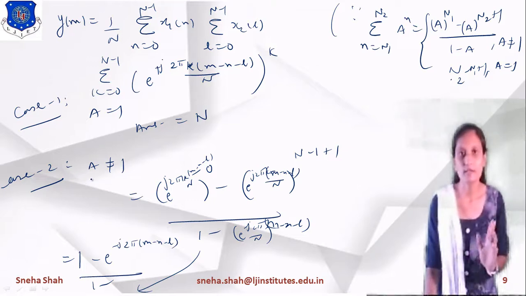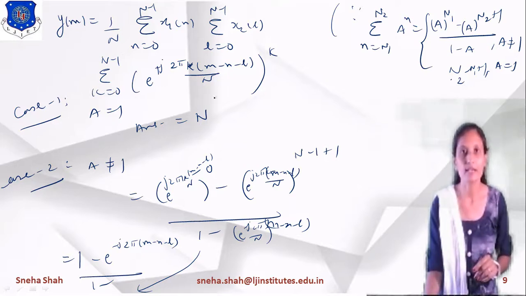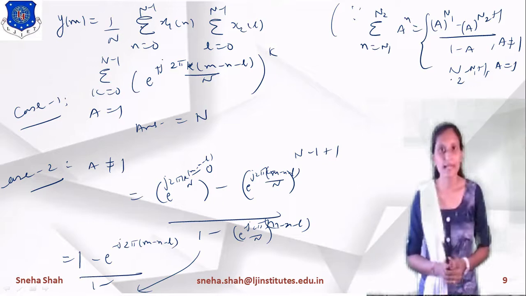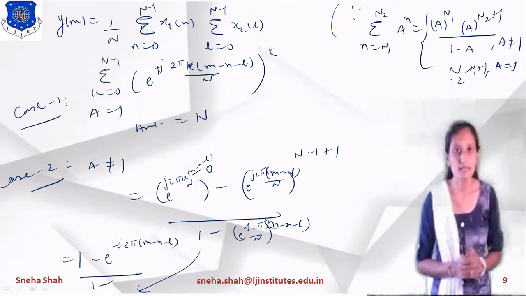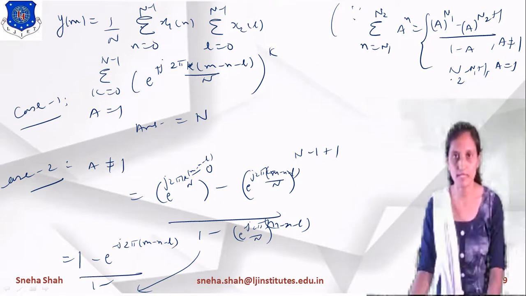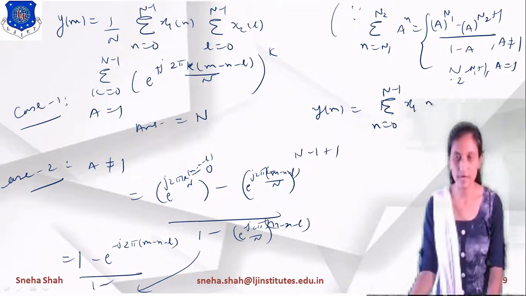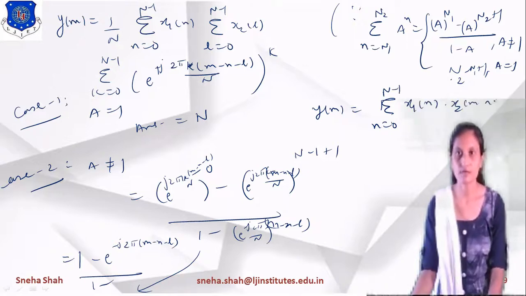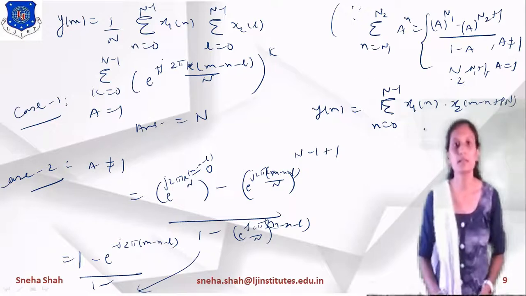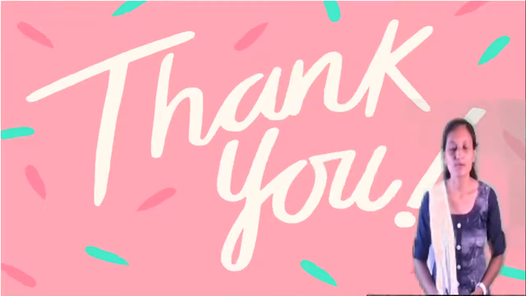So the value of a should be equal to 1, and if I am taking a equals 1, it will give us the answer equal to N, right? So instead of this summation, we are taking N. So N will be cancelled out, so the overall answer equals this. It is a convolution of these two terms. So y of m equals summation n equals 0 to N minus 1, x1 of n into x2 of (m minus n) modulo N. So this way we can prove the circular convolution. Thank you so much.